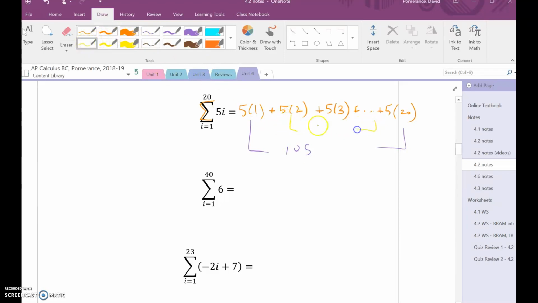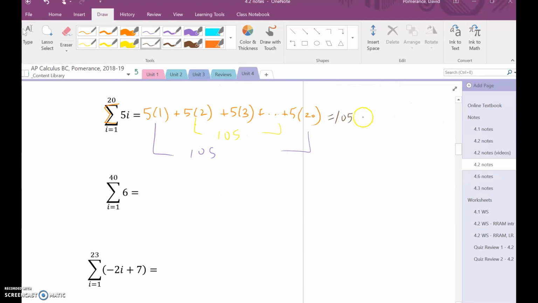10 plus 95 is 105. And we've got a whole bunch of 105s that we're adding up. How many 105s do we have? Well, we've got 20 terms. So we've got 10 pairs of terms. So we've got 105 times 10, which is 1050. And that's the sum of the first 20 multiples of 5.